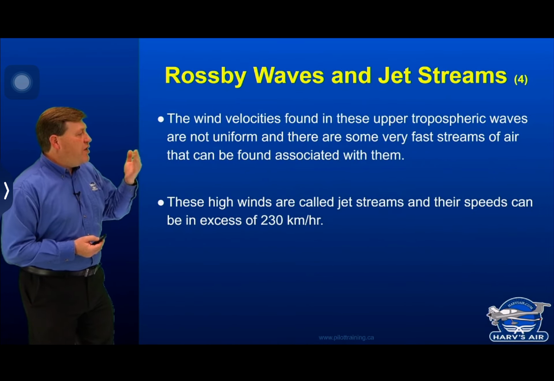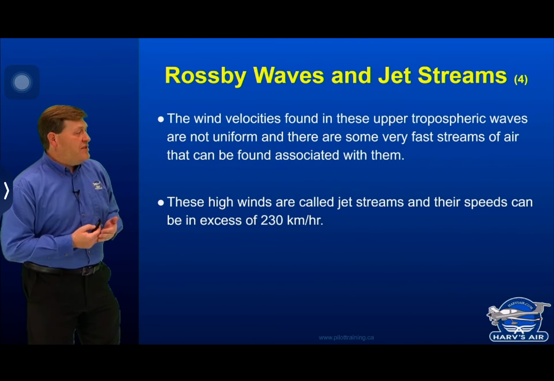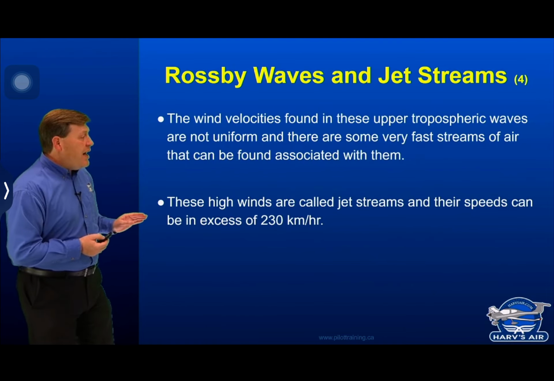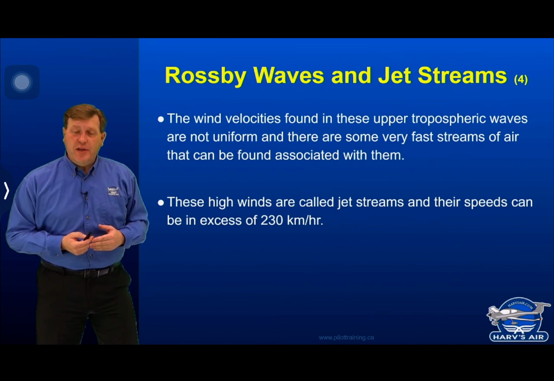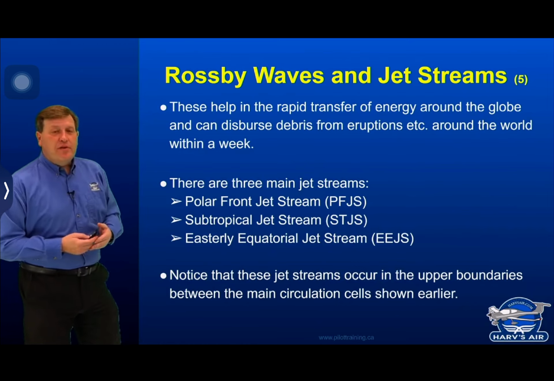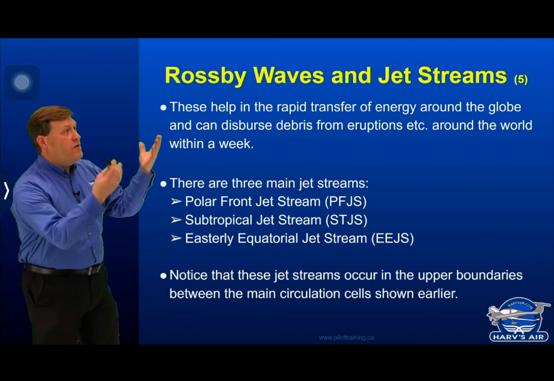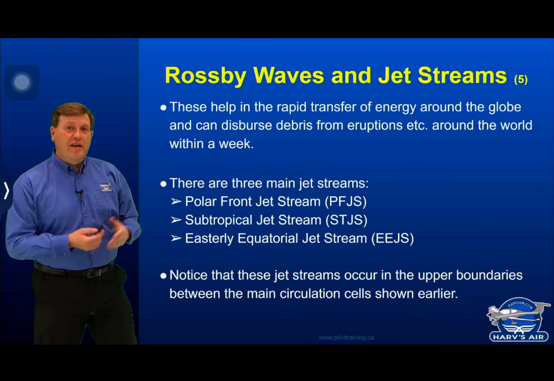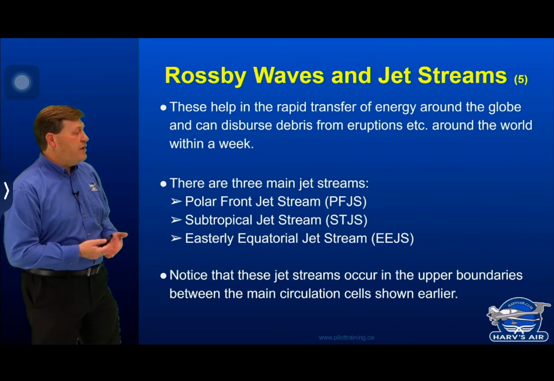As we've seen, the wind velocities found in the upper tropospheric waves are not uniform, and there are some very fast streams of air that can be found that are associated with them. These high winds are called jet streams, and their speeds can be in excess of 230 kilometers an hour. These jet streams help in the rapid transfer of energy around the globe. And, of course, they can also disperse things, like a volcano goes kablooey. Well, if it gets caught in a jet stream, it's going to get blown downwind at a very high speed, 230 kilometers an hour. They can go all the way around the world within a week.